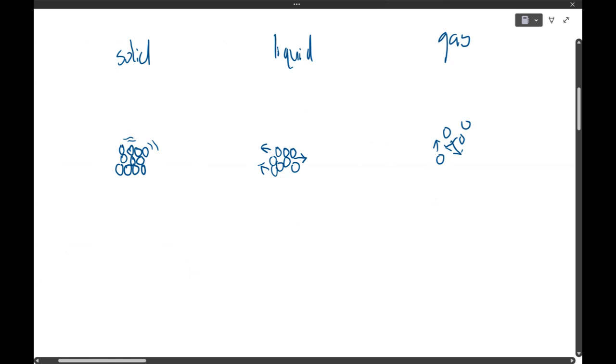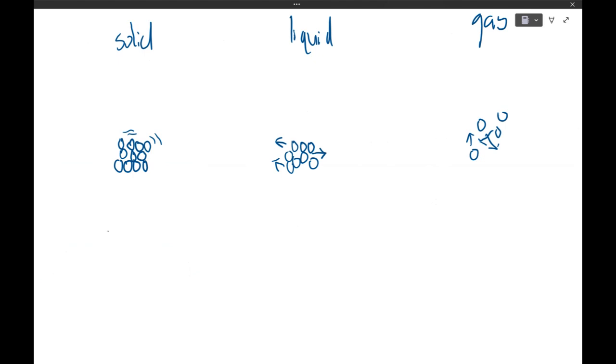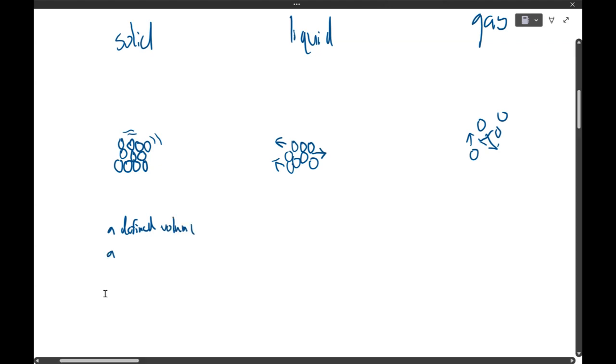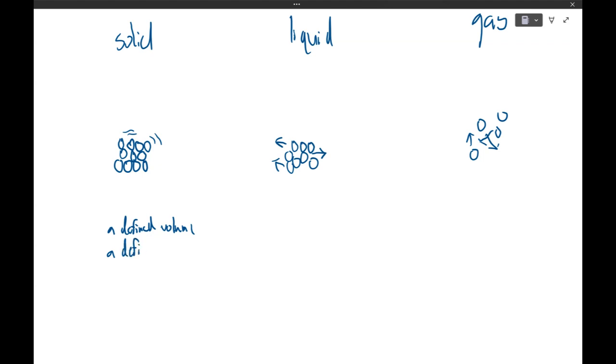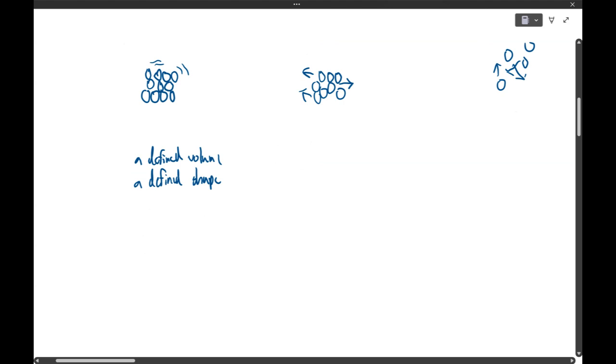And then we can define them by certain characteristics. So a solid has a defined volume. In this case, defined means a constant volume, so its volume is not going to change if it keeps being a solid. And it also has a defined shape. So if you put a solid somewhere, it's not going to change shape.